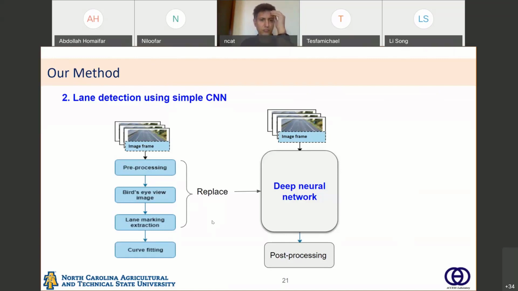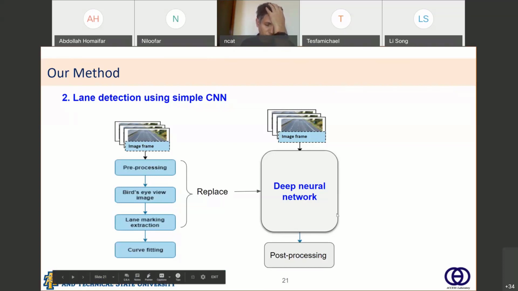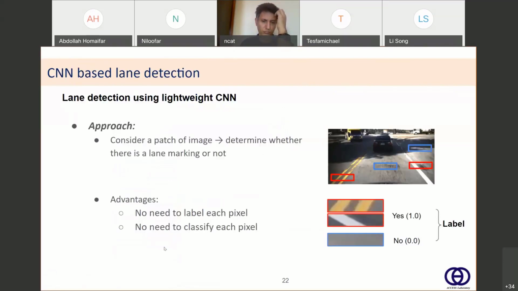As long as we provide enough data for our network to learn from, it should be able to capture the parameters used to extract the lane boundaries. So that's the idea behind it, and it should be a very simple process. We have a deep neural network that takes the image and generates the lane marking locations, and at the end we post-process simply, which includes a curve fitting, which I will talk about in detail later.